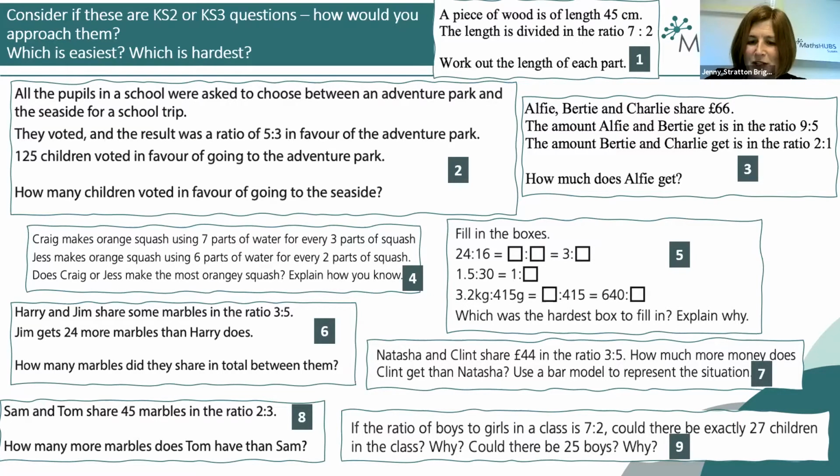So first person in says number 4 I think is the hardest question. Number 5 is the easiest. What do you think? Do you agree or disagree? Now's your time to say. I love that word in number 4, the most orangey squash. It's a really nice way of putting it.